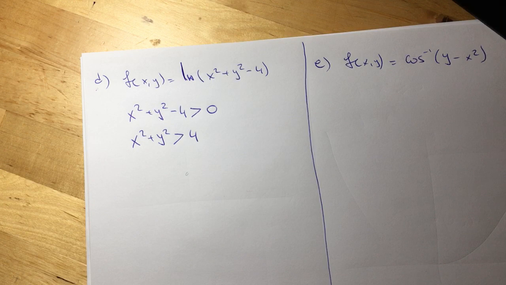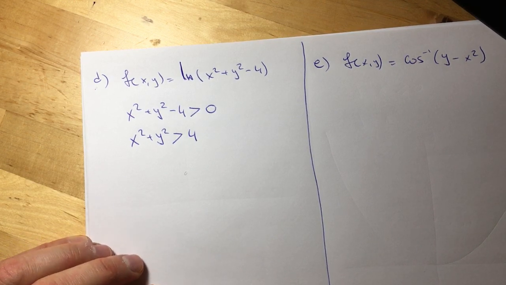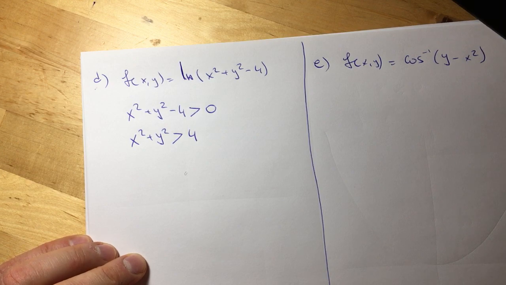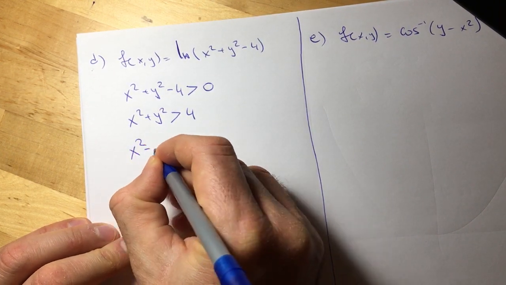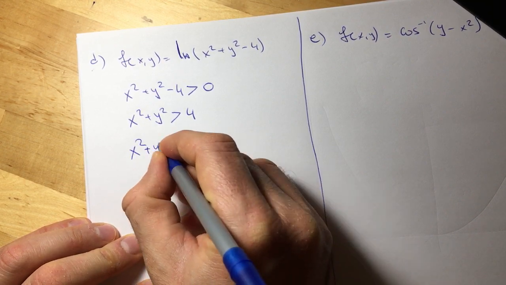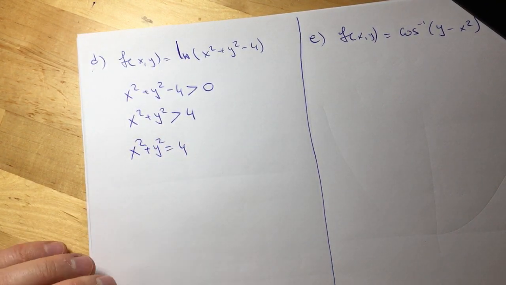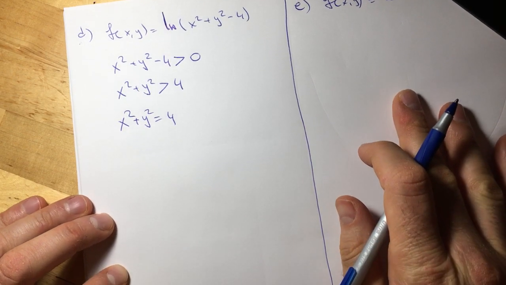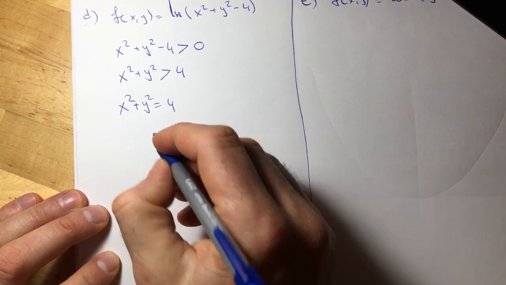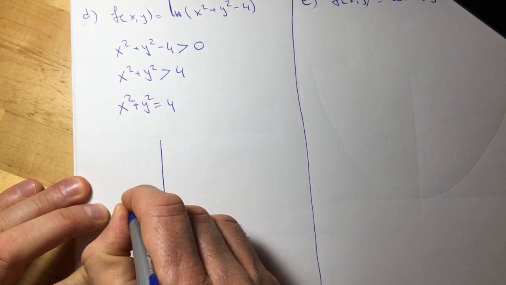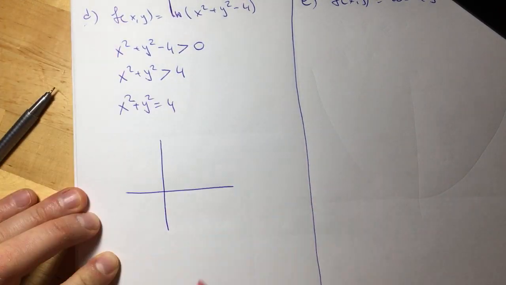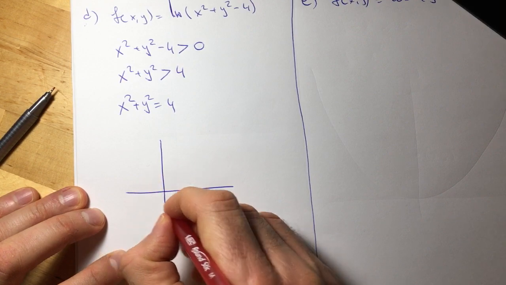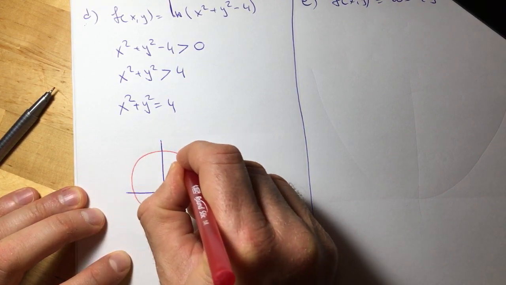So how to express this domain in terms of something that we know, that we are slightly more comfortable with? Well, we're comfortable with the equation x squared plus y squared is equal to 4, right? We have talked about this equation quite a lot, especially this semester. It's the circle with radius 2 centered at the origin, right?